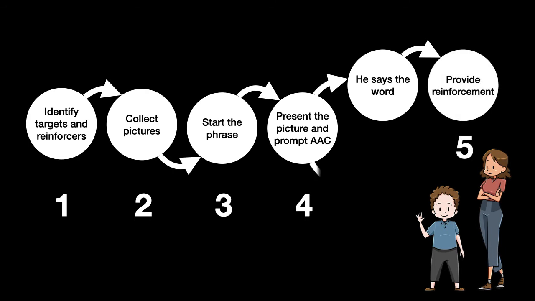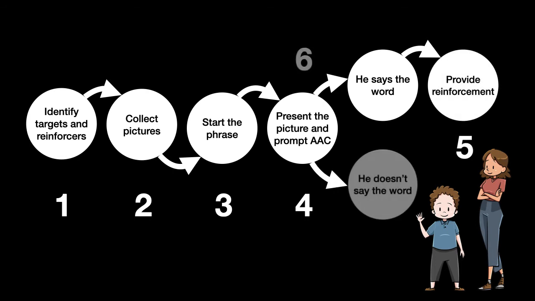If he doesn't say the word or use his alternative communication, start the phrase again, present the picture, say the word this time, and prompt the alternative communication again, if he uses one.